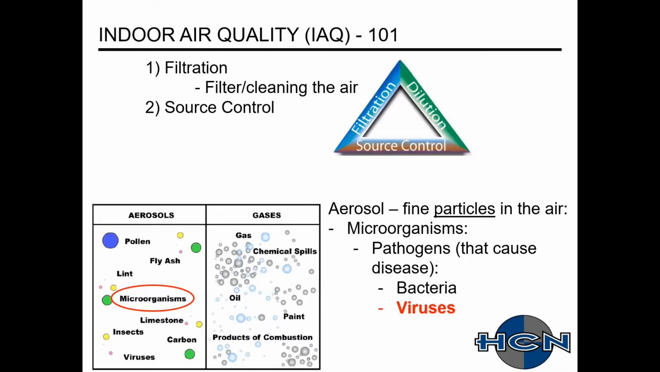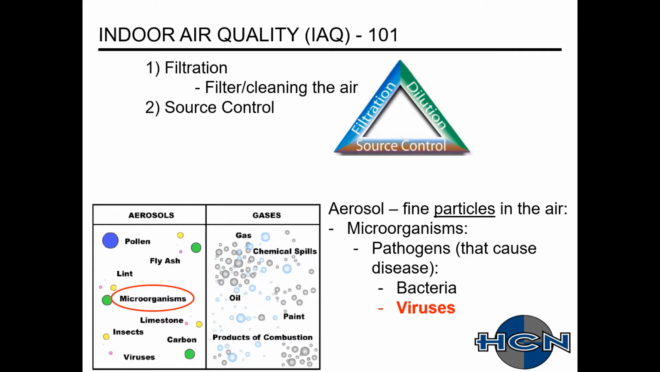All right, so indoor air quality consists of 3 parts of the triangle in the upper right-hand corner. You have filtration, dilution, and source control. We're going to talk about filtration, which is basically filtering, cleaning of the air. Source control is sort of self-explanatory.